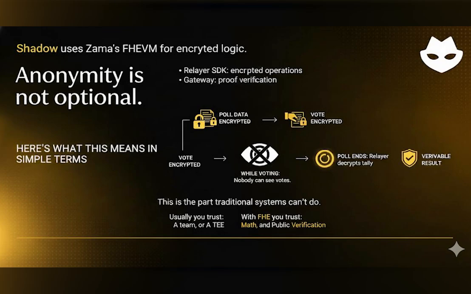This is the part traditional systems can't do. Usually you either trust a server, a team, or a TEE. With FHE, you trust math and public verification. So Shadow never touches user data in plain text. Everything stays encrypted end to end.